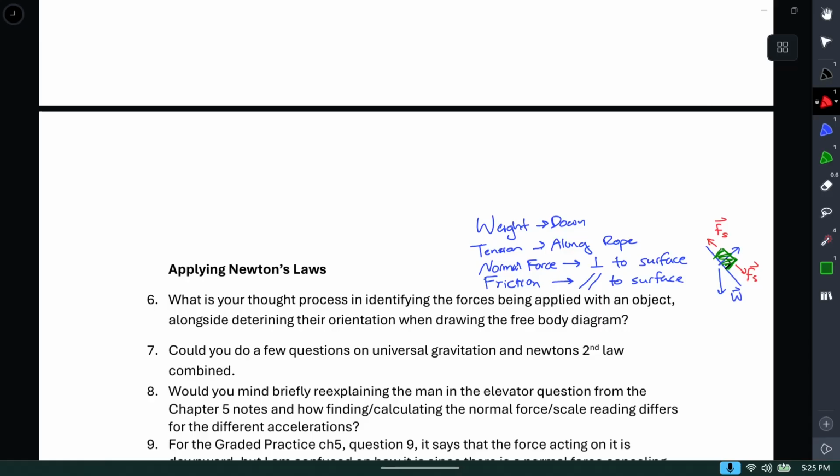You say, which way would it slide if friction weren't there? If I made this surface totally icy, what would the thing do? And then you have to rely on sort of your own common sense. Friction says no to that. It says, I don't want you to slide that way. I oppose it. And so it acts in the opposite direction.